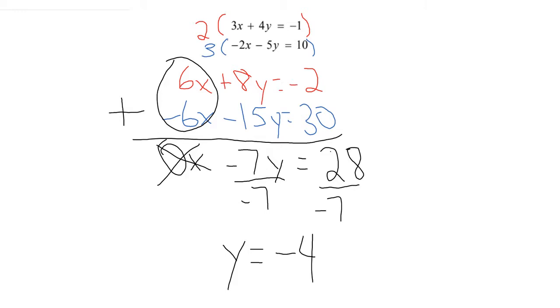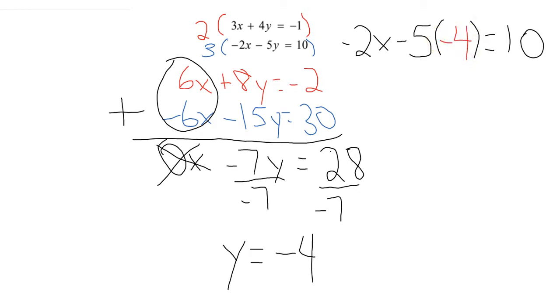Now I have to go back into my original system of equations, take one of those equations and plug in y equals negative 4. So we'll do that with the bottom one. We're going to use negative 2x minus 5 times y, and we just saw that y is equal to a negative 4, and that whole thing should be equal to a 10, so I'm going to plug in negative 4 right here for y.